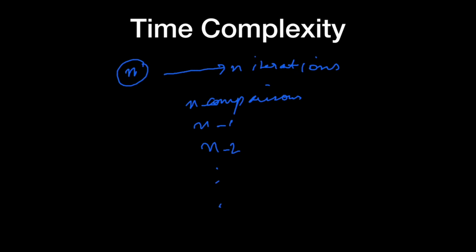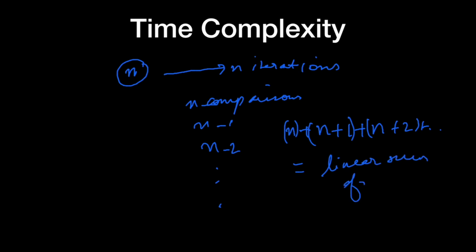So in order to calculate the time complexity, that is the computation that we are doing, and the overall complexity, we'll be adding all of this. And if you observe it closely, it is equal to the linear sum of n elements.